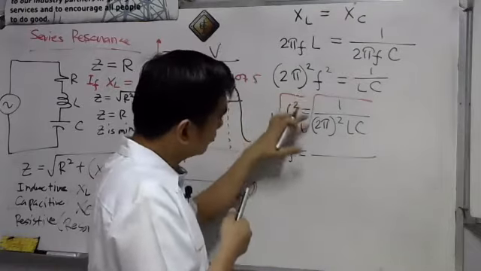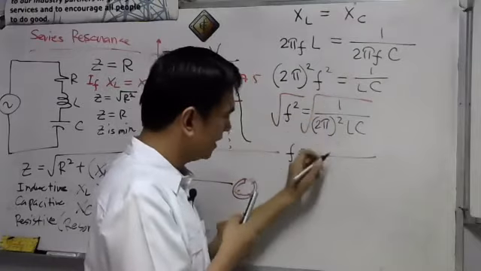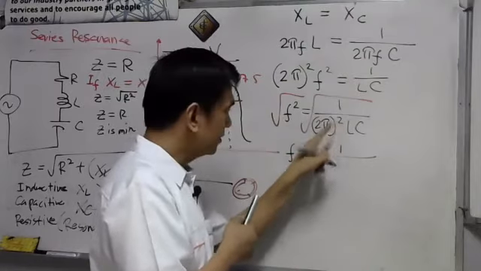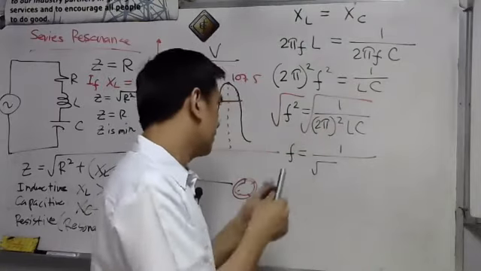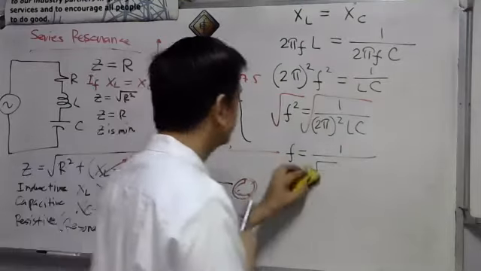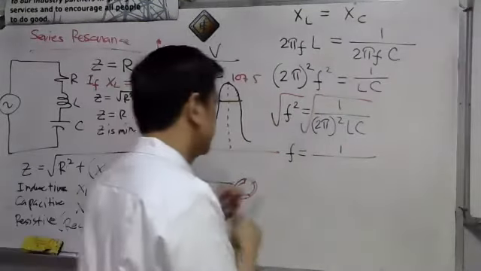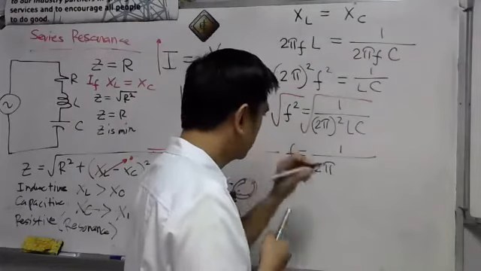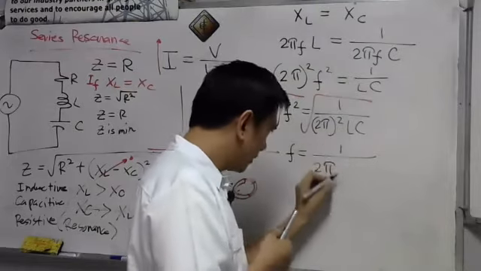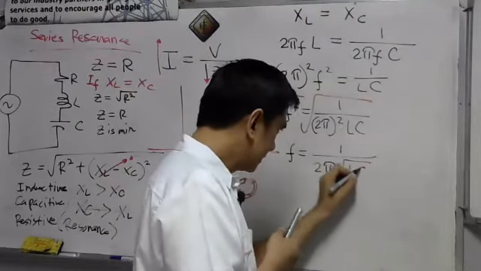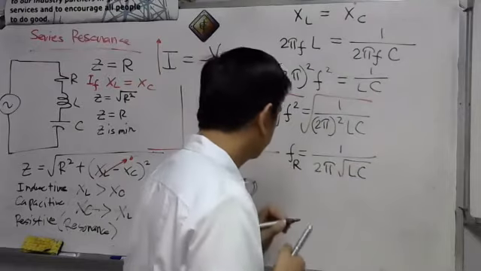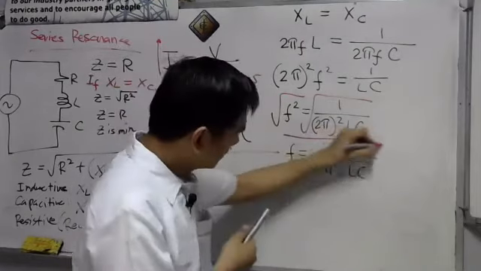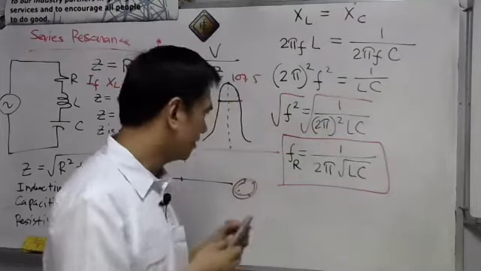What will happen here? Kung i-square root natin to, square root of 1, simply 1. Square root of 2 pi squared, siyempre mawawala lang yung 2. So magiging 2 pi, and then, of course, we have to take the square root of LC. So, actually, this is our resonant frequency. That's what we call the resonant frequency. So, this is how we are going to calculate the resonant frequency.